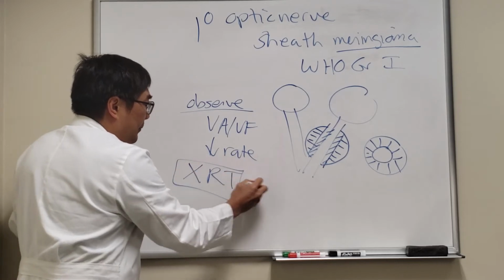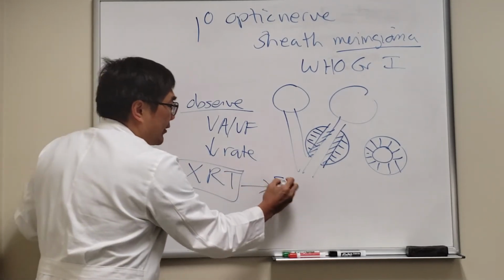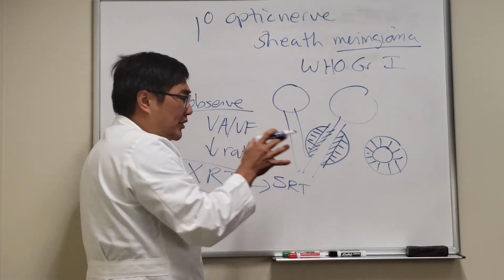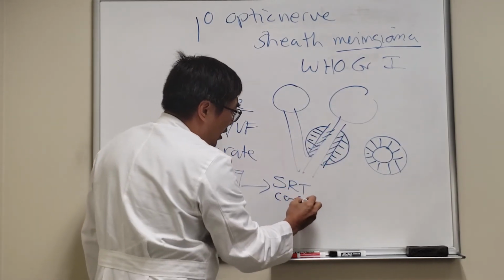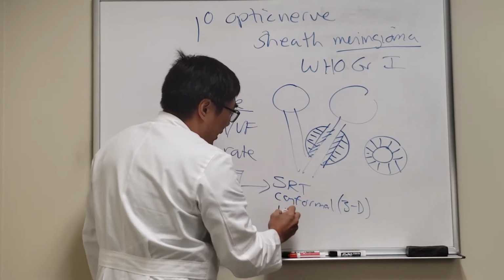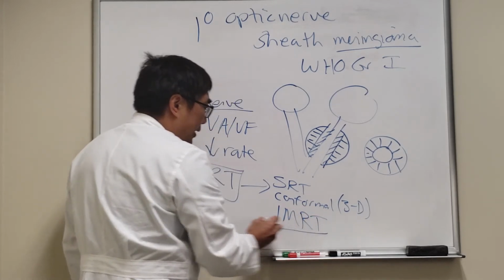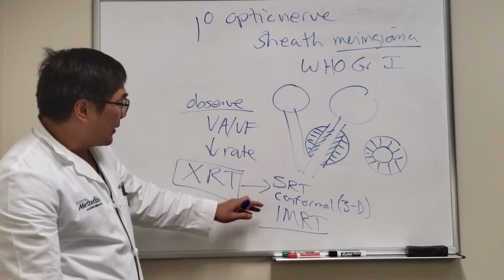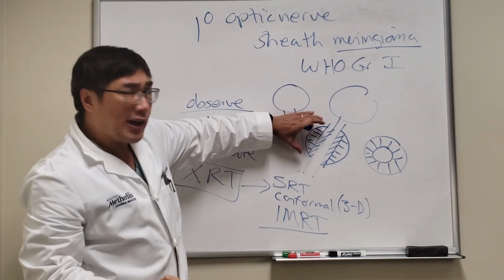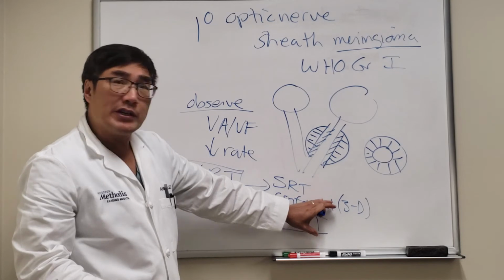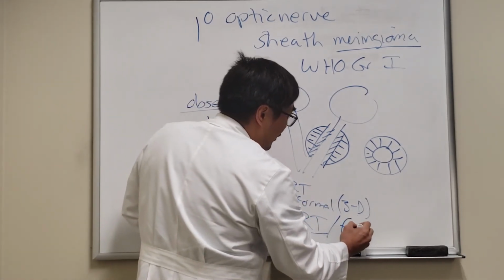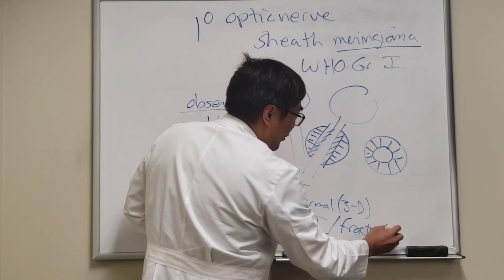And typically what we're going to be using is stereotactic radiotherapy. And because we want to conform the radiation onto this lesion, that is what we call conformal. And we're going to use a three-dimensional modality where we modulate the intensity of the radiation therapy so that we can conform the isodose curve onto the shape of the lesion in a three-dimensional conformal fashion. We're going to use fractionation to reduce the toxicity to the nerve.